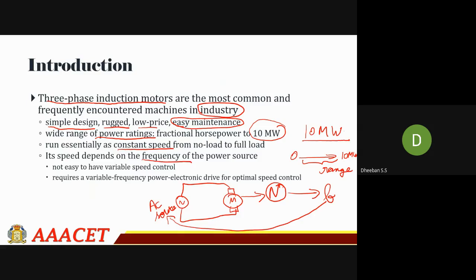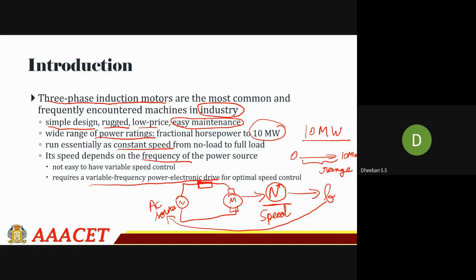Hence, in order to control the speed of the motor, you need variable frequency power electronic drives. Those are the power electronic devices which have to be connected with your induction motor to control the speed parameter. So this is a brief intro about the induction motor.